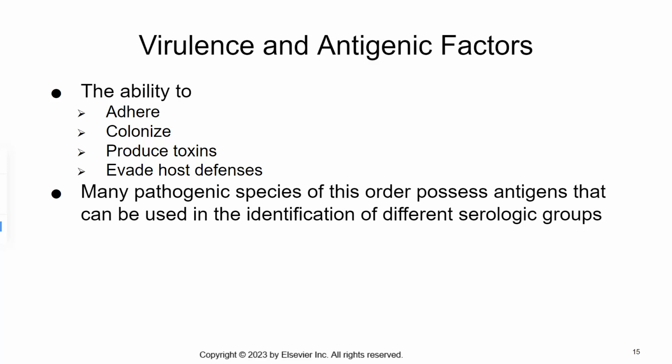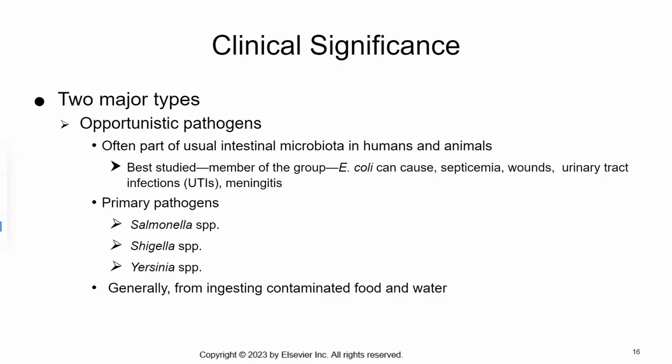Virulence and antigenic factors: they're able to adhere to, colonize, produce toxins, and evade host defenses. Many pathogenic species of this order possess antigens that can be used in the identification of different serological groups. Two major types are opportunistic pathogens or primary pathogens, and there are 3 primary pathogens: Salmonella species, Shigella species, and Yersinia species.